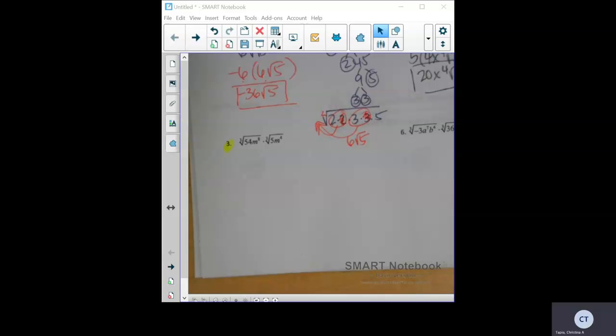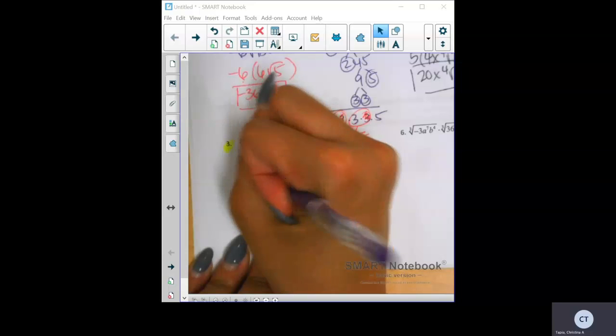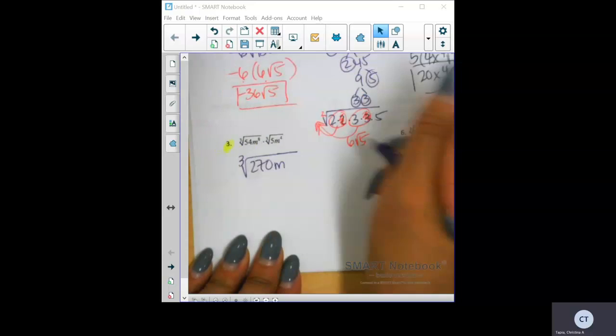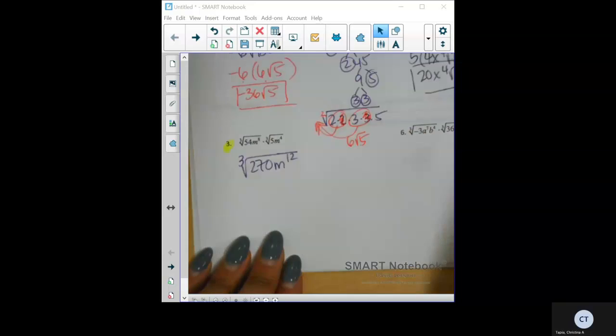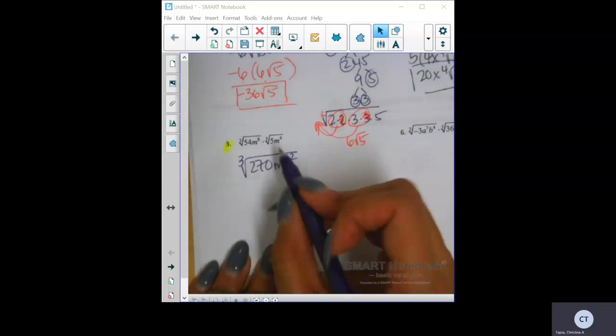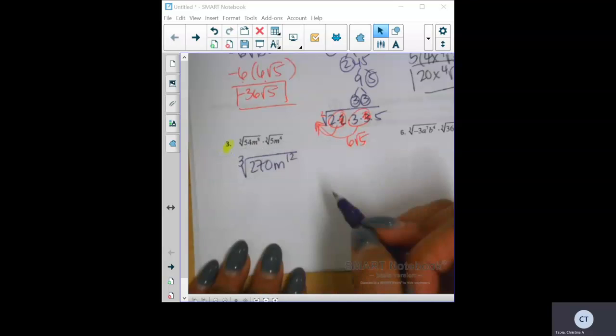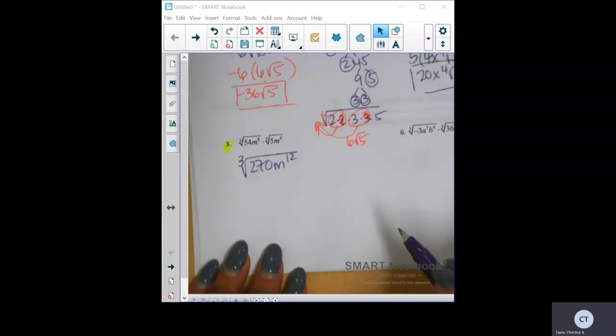For question 3, this one is asking you to multiply this out. So we're going to make this 54 times 5 is the cube root of 270. M to the 8 plus 4 is 12th power. So for that 270, you are going to need to simplify it. The good thing is your radicals don't have coefficients. So there's no number to put at the front right now.